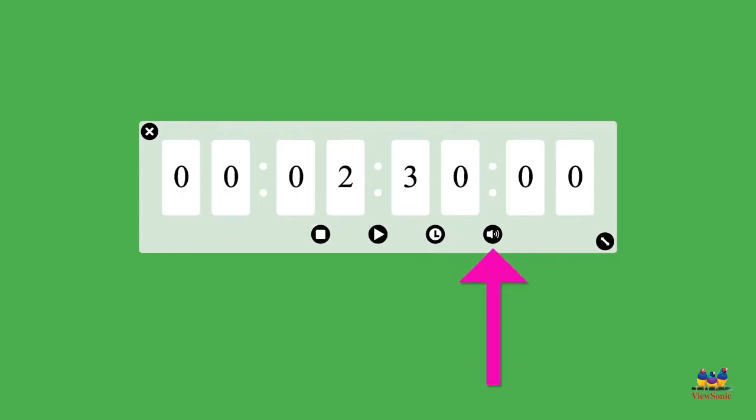Now you'll see a little speaker on the right. This chooses if a tone is going to be played. And when you're ready to start your timer, click the play button. This will start your timer countdown.